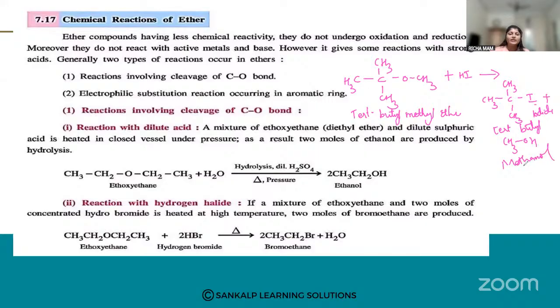So with symmetrical and unsymmetrical ethers, you can obtain alkyl halide by reacting them with hydrogen halide.